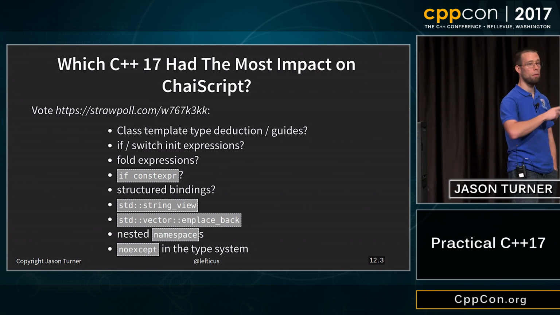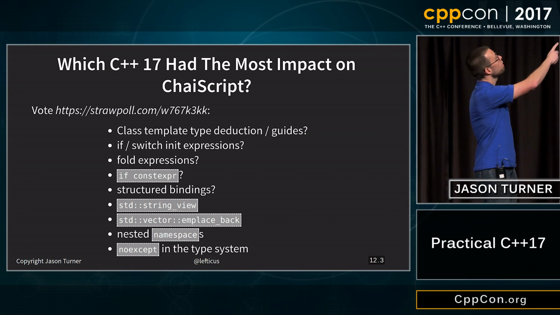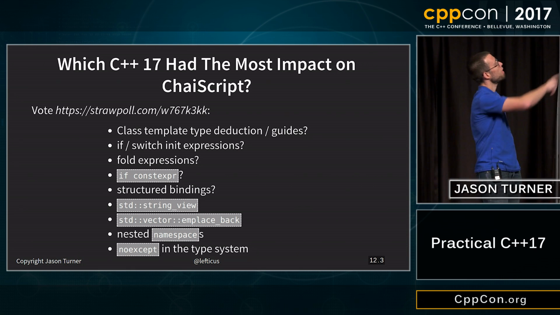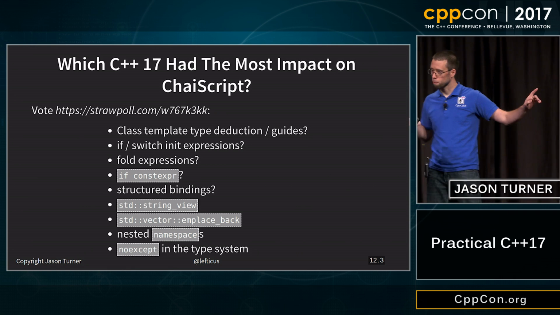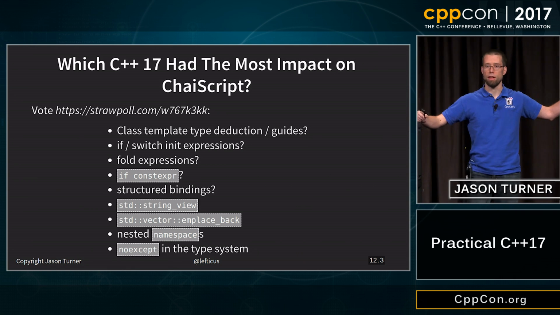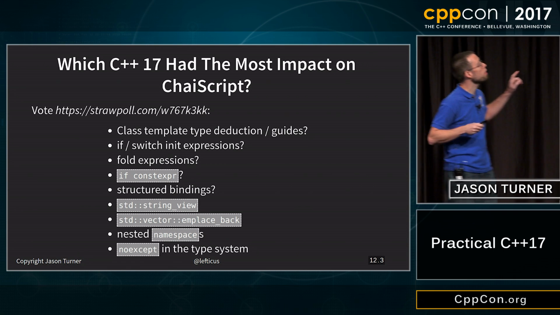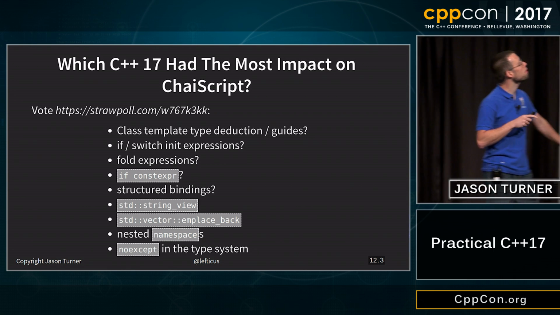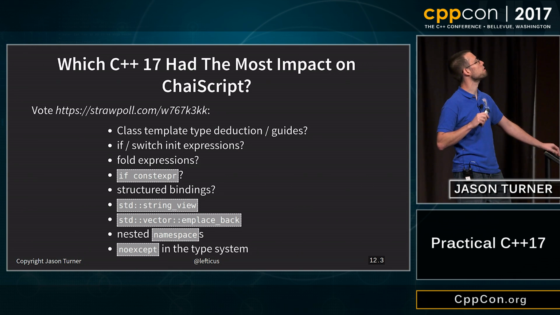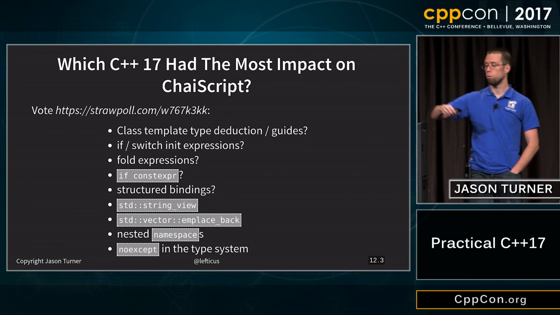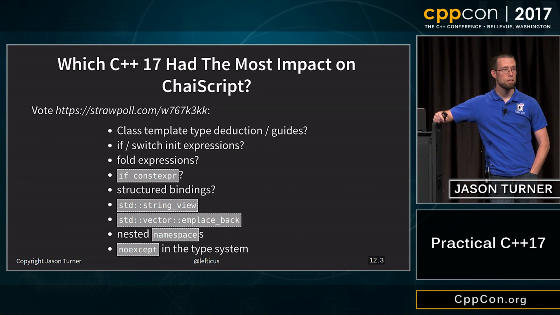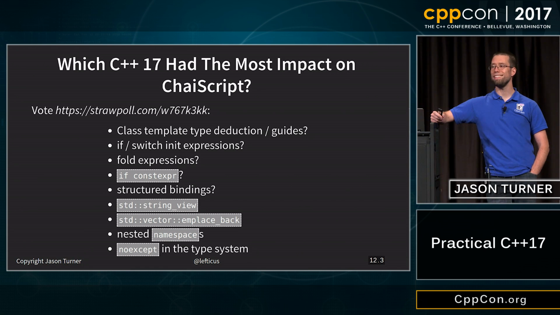So, okay, I have a poll up if you have your internet-enabled device. strawpoll.com/W767K3KK. If you can see that, then you can vote as to what you think of these options: class template type deduction, if-init expressions, fold expressions, if constexpr, structured bindings, string_view, emplace_back, nested namespace, and noexcept would have impact on an existing code base. And then I am going to go through them in order of least impact to most impact.